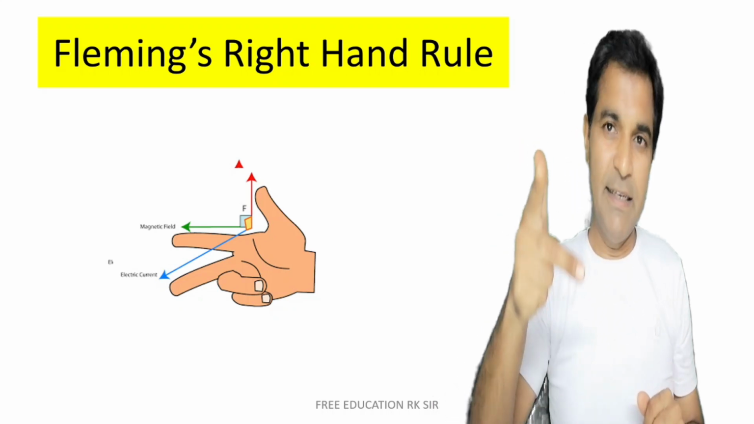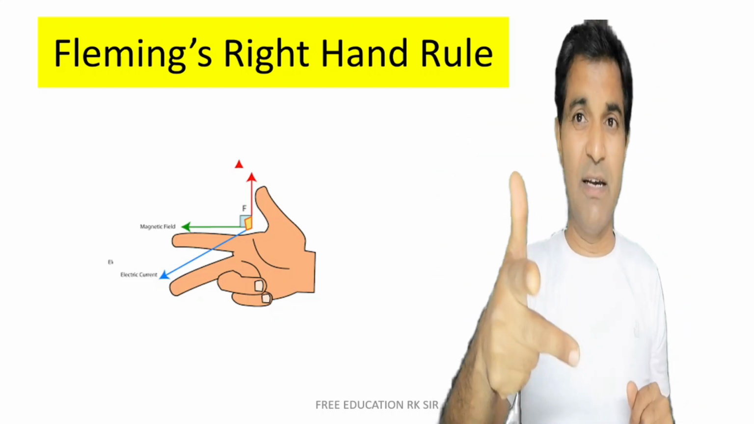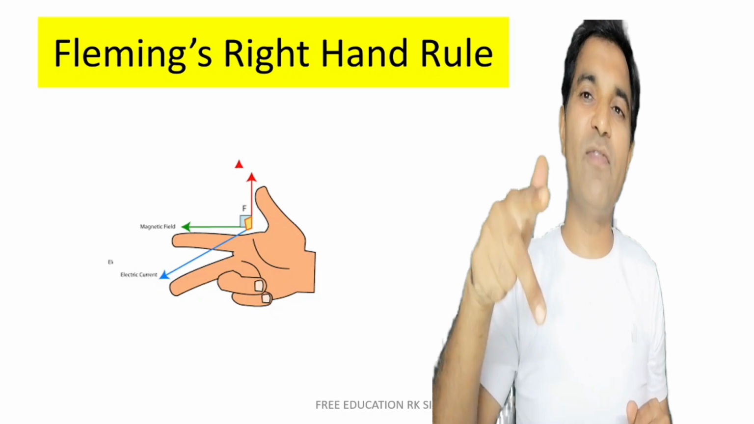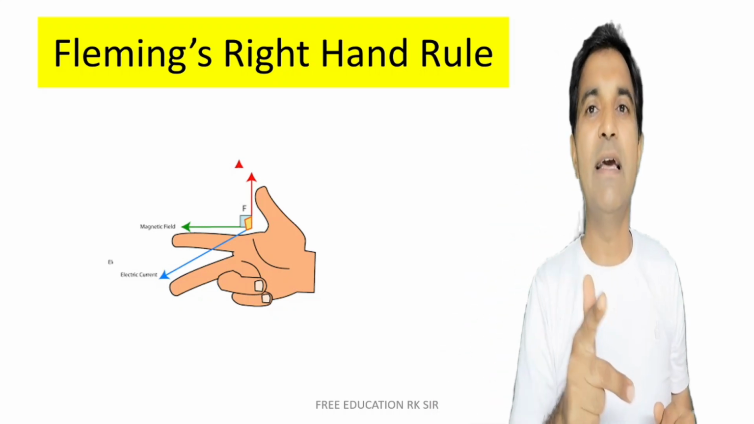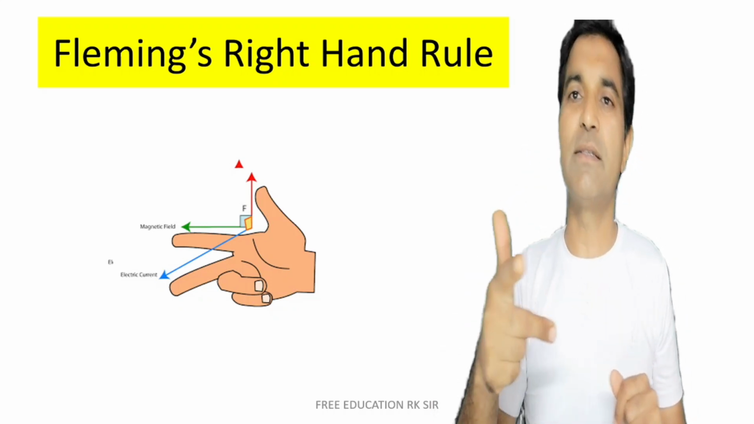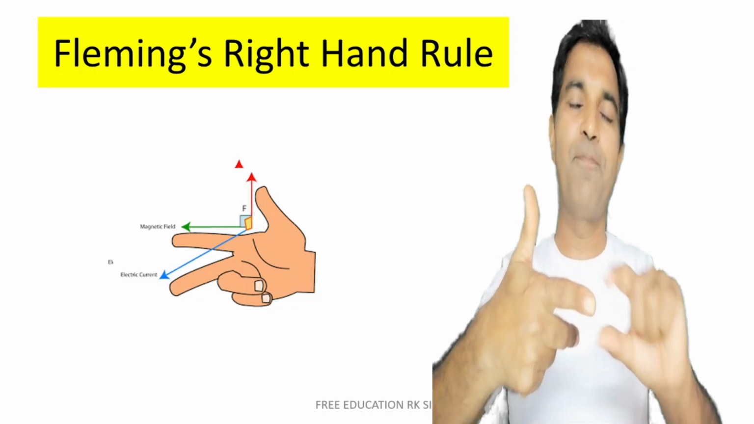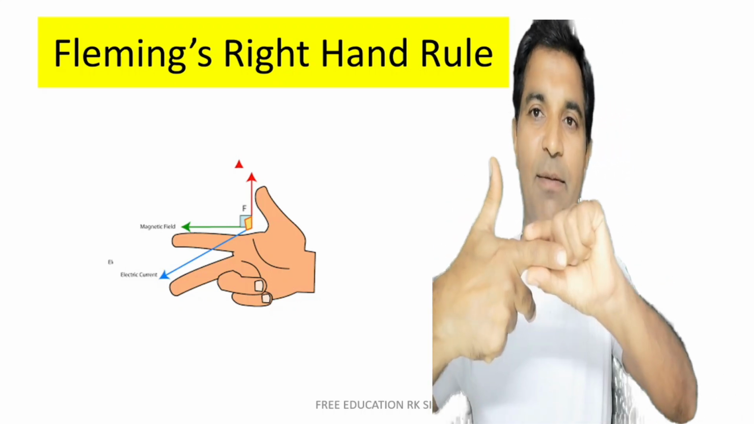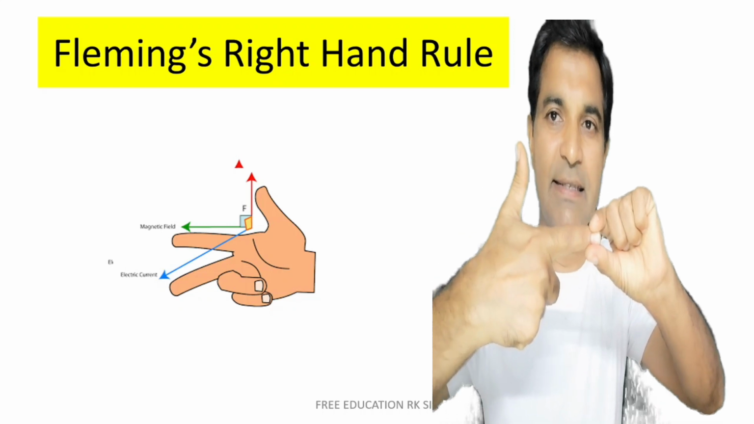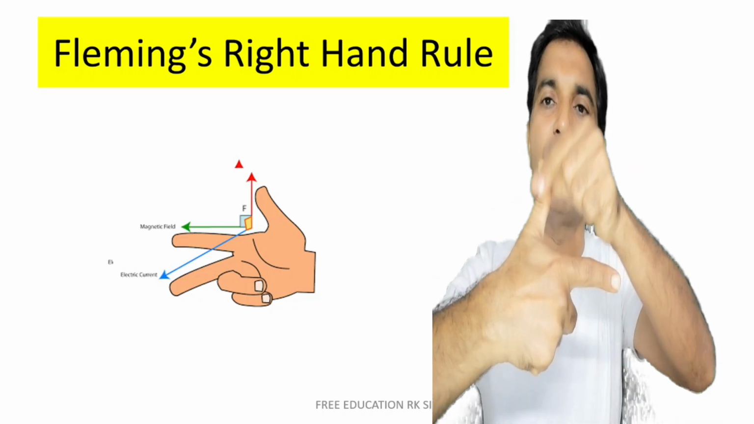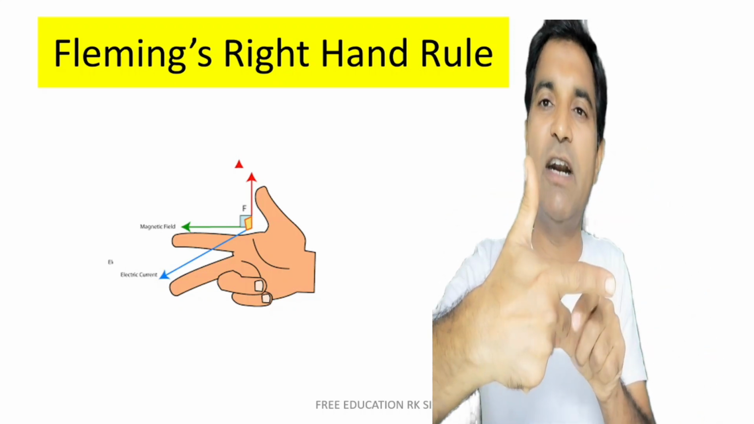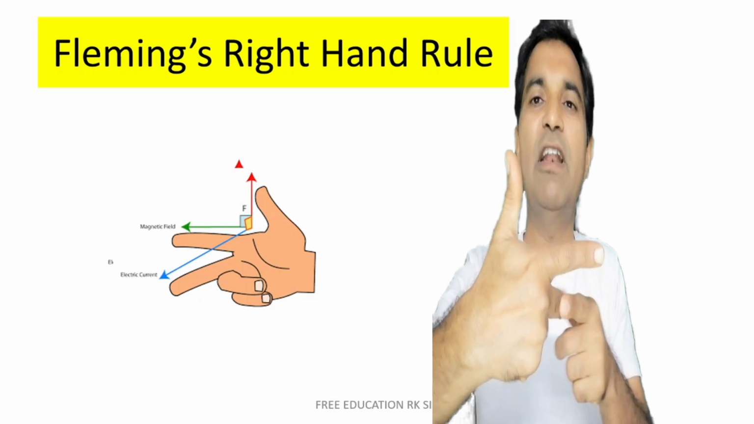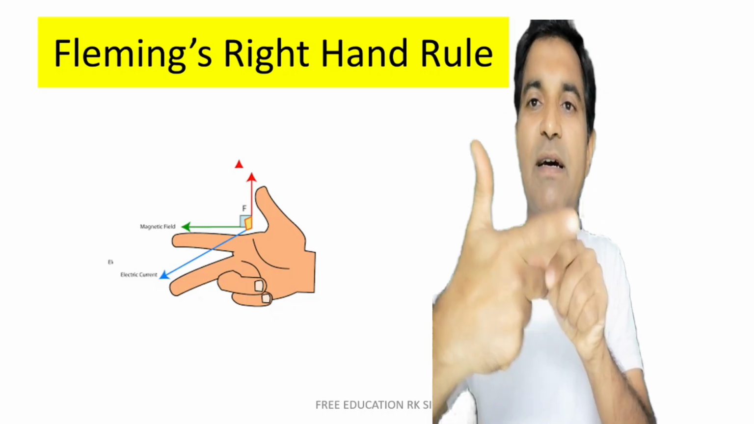So if we apply this three finger rule to the generation of electricity, how can we say the direction of this induced current? Let us understand. If there is a magnetism which is having the direction like this, and the movement M is in this direction, then the current which will be induced in the coil will be represented by this finger, that is this one, right?